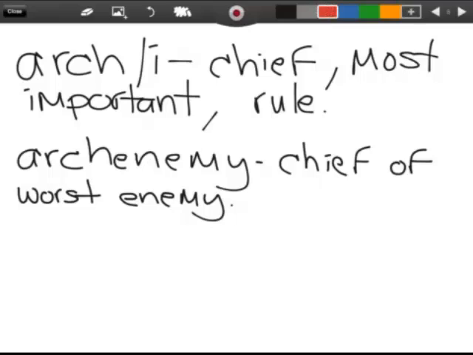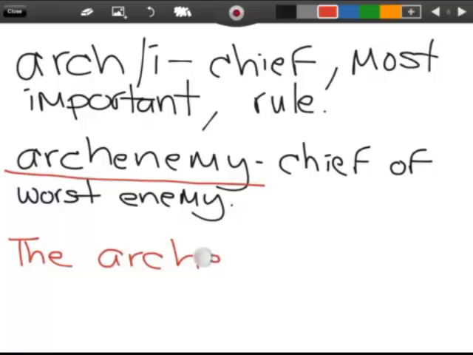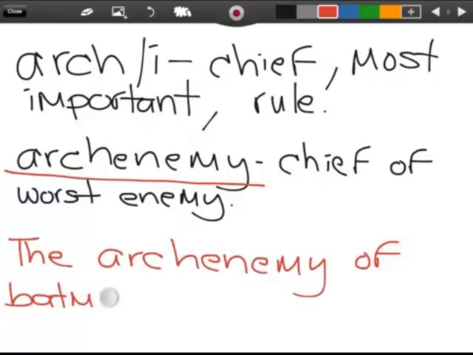Right, and let's try using this in a sentence. Arch enemy, we could say, well, if you guys read comic books, which I do, I could say the arch enemy of Batman is the Joker.